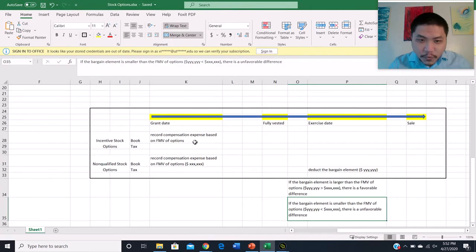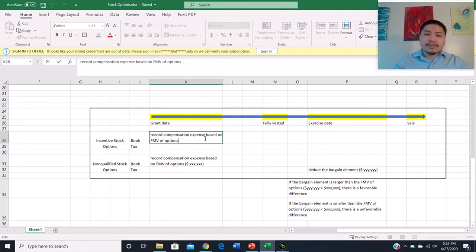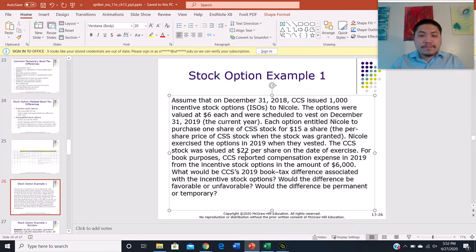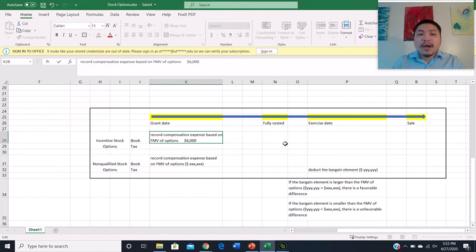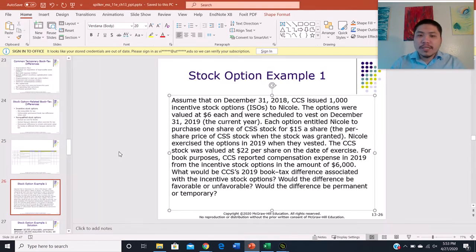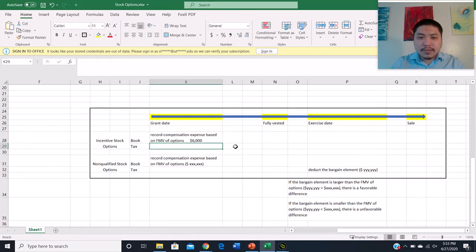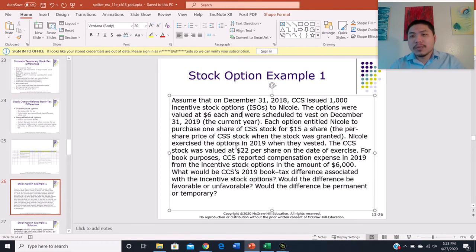We know that on the grant date, the company recorded an expense of $6,000. The bargain element on the side is $7 a share, and times 1,000 is going to be $7,000. However, because this is an incentive stock option, we don't record anything for tax purposes. There's no deduction for tax purposes for incentive stock options. So in this situation we're going to have a $6,000 book tax difference, and since for tax purposes the company cannot deduct anything, it's going to be an unfavorable book tax difference.